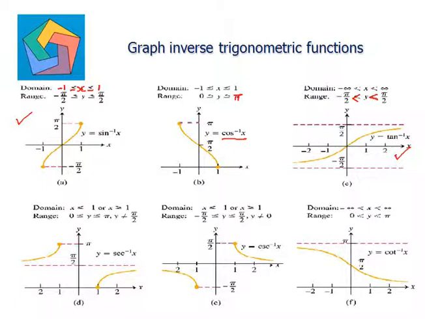Then this is the secant inverse graph. The domain is x ≤ -1 or x ≥ 1, and the range is 0 ≤ y ≤ π, y not equal to π/2.